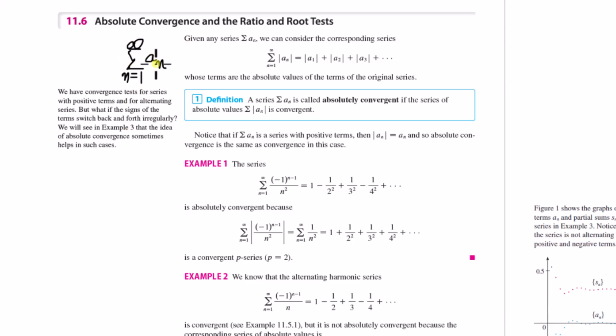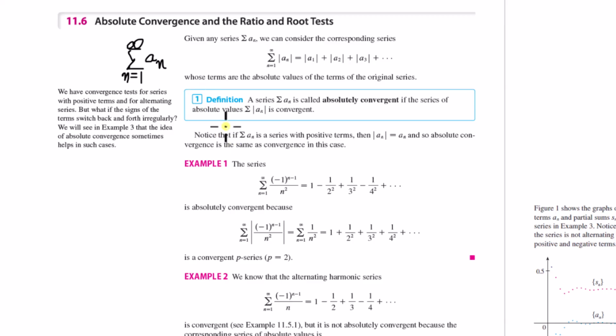But again, it doesn't mean that if this limit goes to 0, the series is convergent. It could be the case that even though a sub n goes to 0, the series is still not convergent. However, if the series is going to be convergent, then the limit of a sub n has to go to 0. Don't confuse that with what they're saying here.